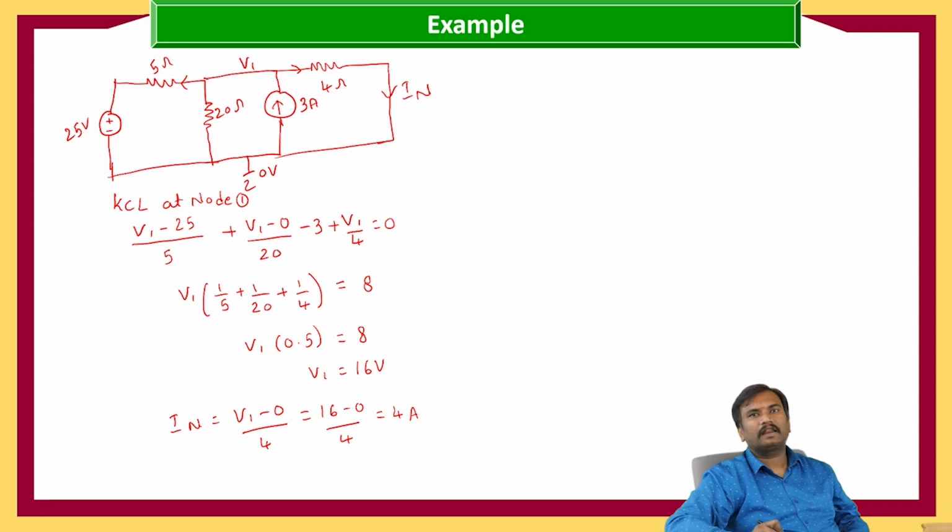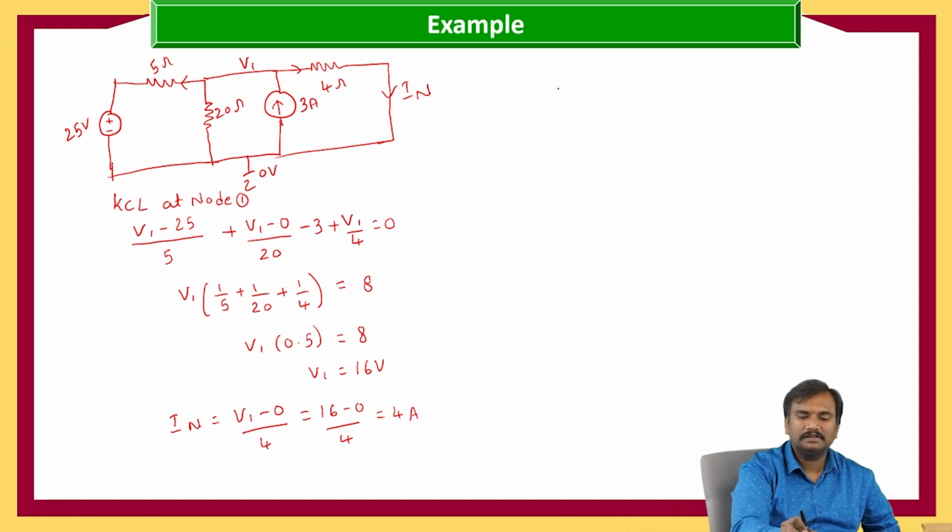This is the Norton's current we got. Already we have calculated Norton's current and Norton's resistance. Now we are going to replace the circuit with Norton's current source in parallel with the resistance.